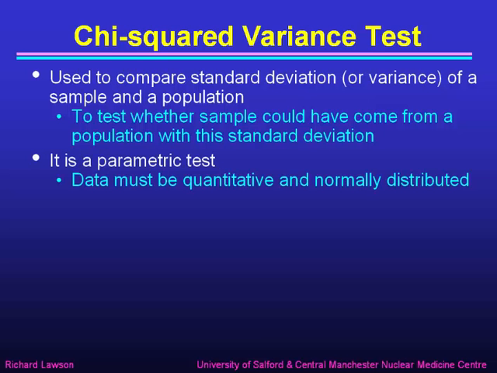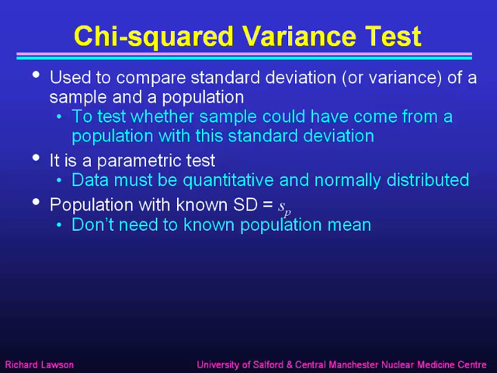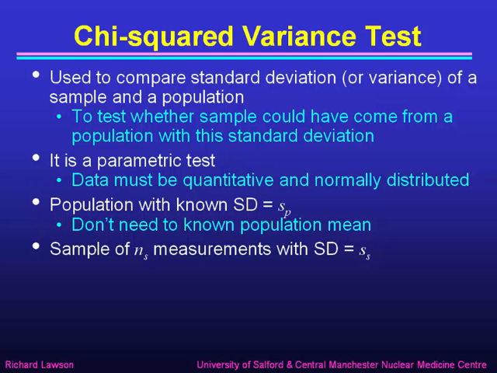It's a parametric test, so the data must be quantitative, that is, they must be numbers that we can calculate with, and it should be normally distributed. Let's take the population to have a known standard deviation, which we'll denote by SP. We don't need to know the mean of the population. This calculation only looks at the standard deviation. It doesn't matter what the mean is. But we take a sample of NS measurements, and it's got a standard deviation of SS.